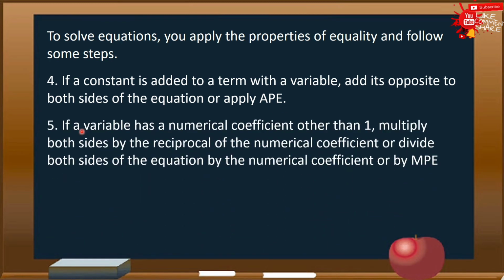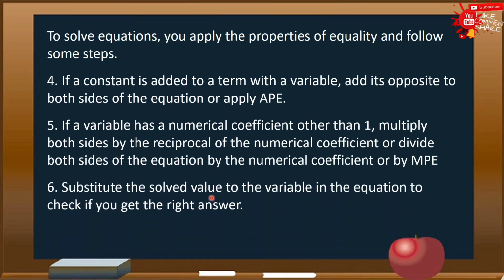The fifth one, if a variable has a numerical coefficient other than 1, multiply both sides by the reciprocal of the numerical coefficient or divide both sides of the equation by the numerical coefficient, using the multiplication property of equality. And last, substitute the solved value to the variable in the equation to check if your answer is correct or if your answer is right.